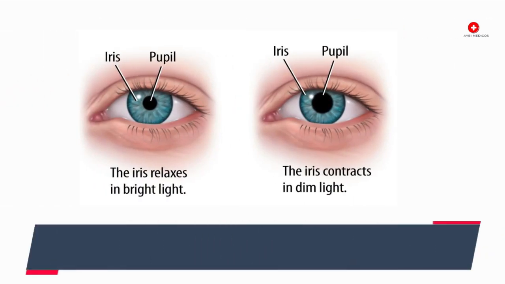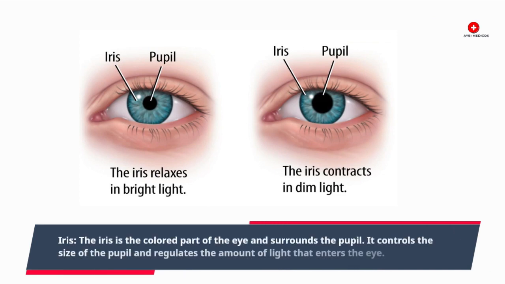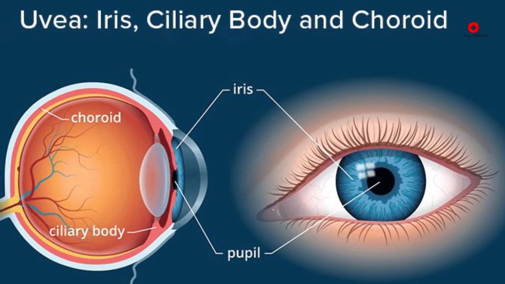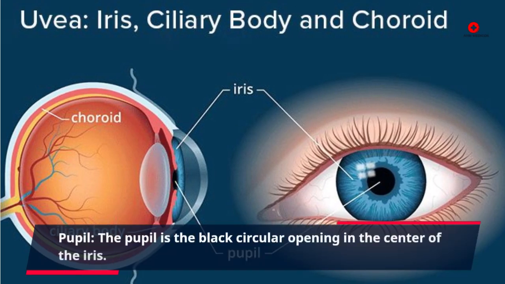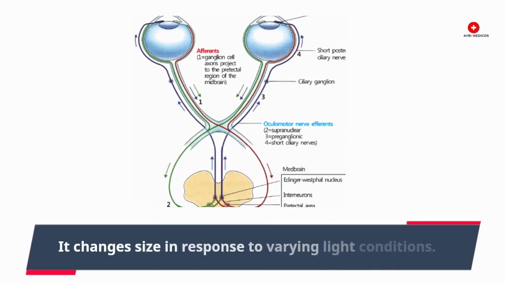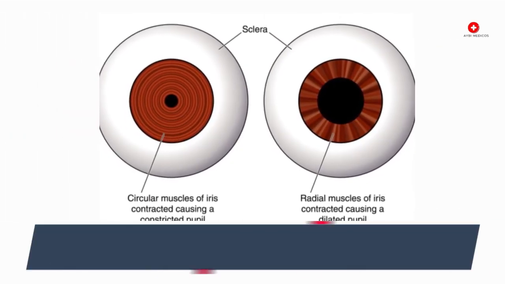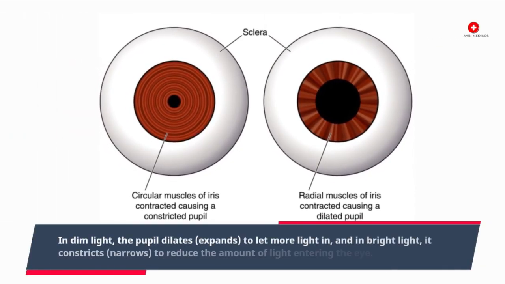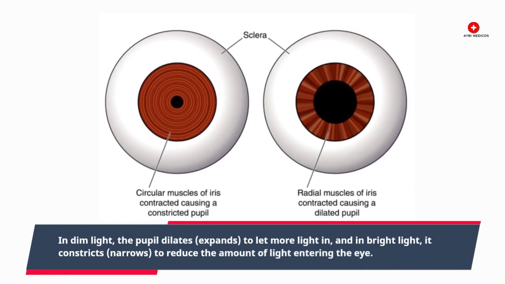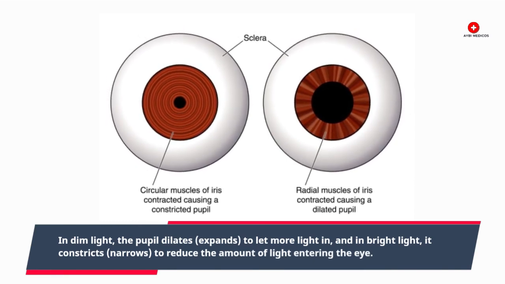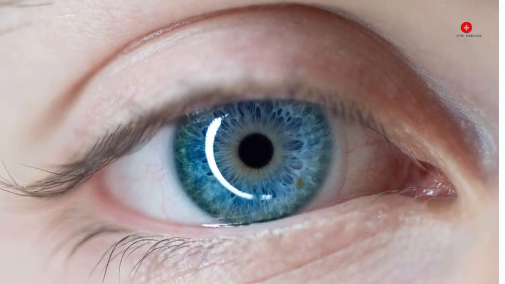Iris. The iris is the colored part of the eye and surrounds the pupil. It controls the size of the pupil and regulates the amount of light that enters the eye. Pupil. The pupil is the black circular opening in the center of the iris. It changes size in response to varying light conditions. In dim light, the pupil dilates, expands, to let more light in, and in bright light, it constricts, narrows, to reduce the amount of light entering the eye.